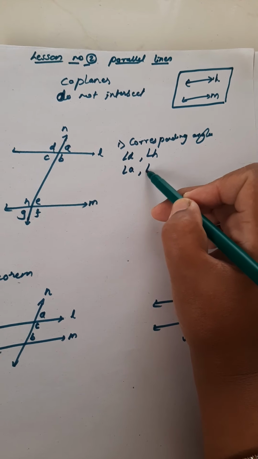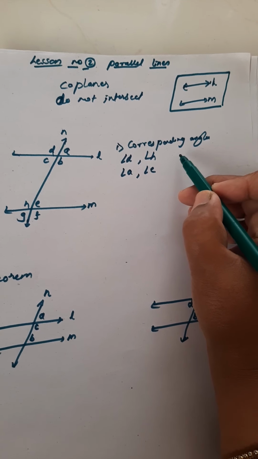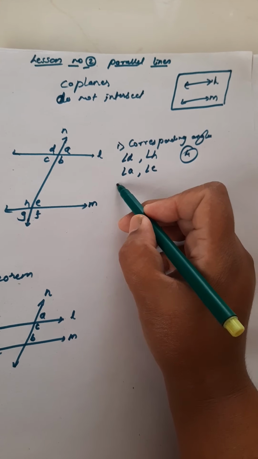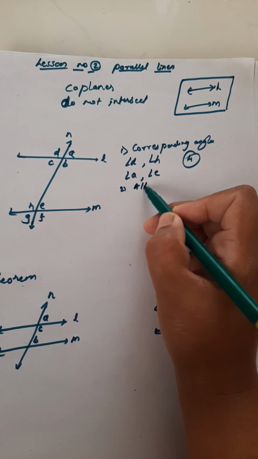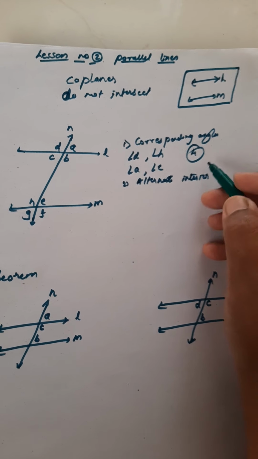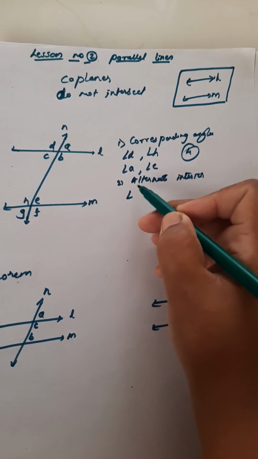Next, angle A and angle E are corresponding angles. In total, how many are there? There are 4 corresponding angles. Second, I will explain alternate interior angles.